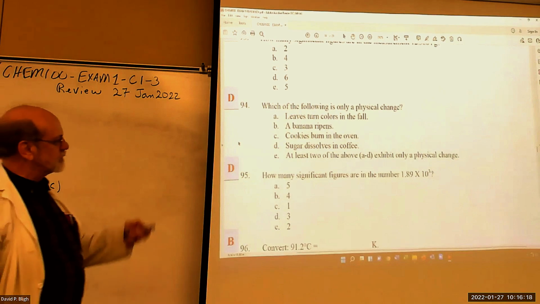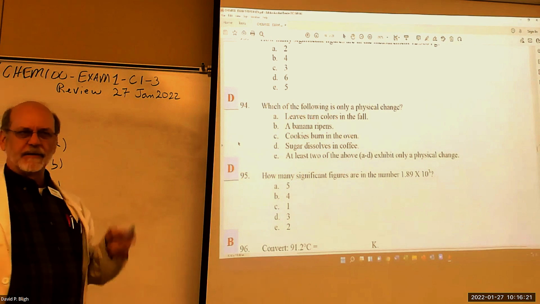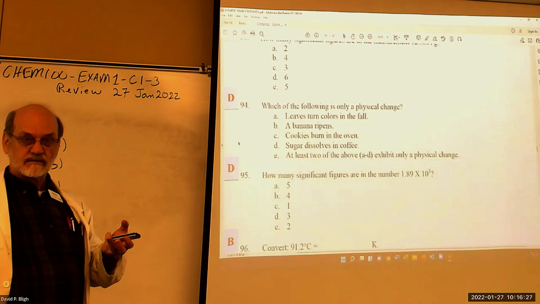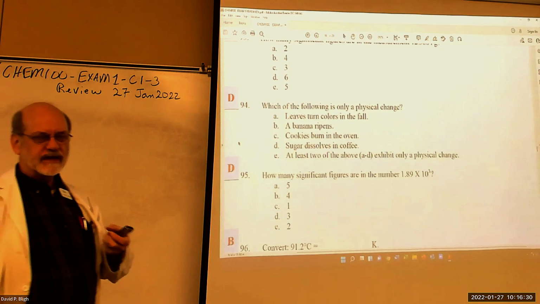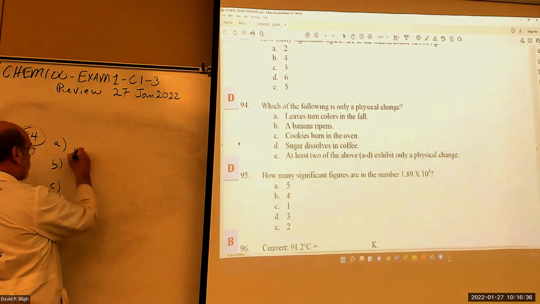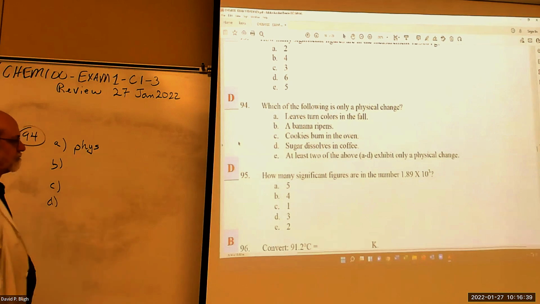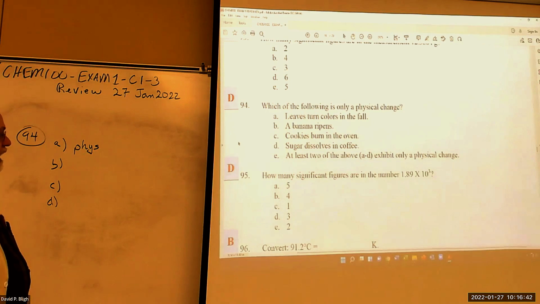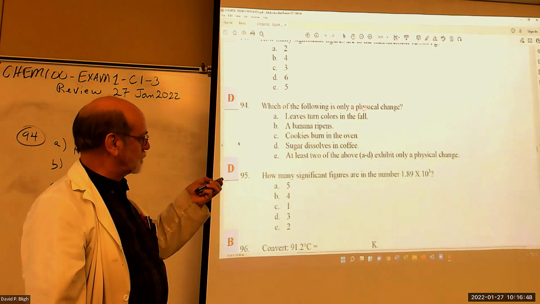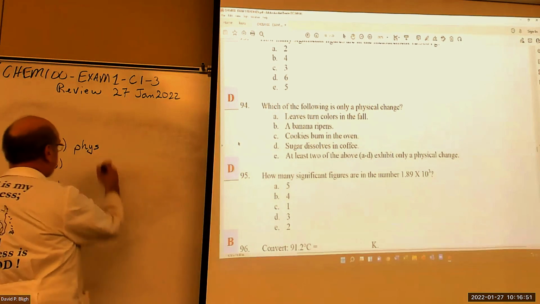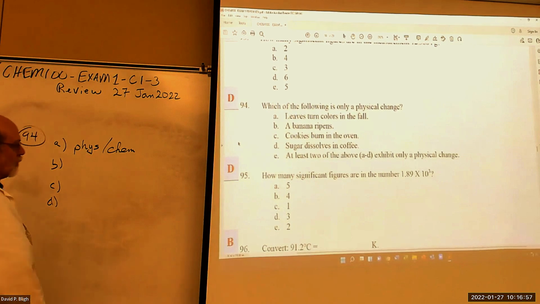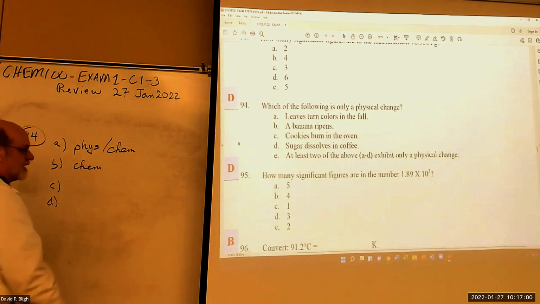Okay, A. Leaves turn colors in the fall. Well, based upon what we can observe, it looks like a physical change. If you get down to the biochemistry, you know it's a chemical change. But what we can observe, that's a physical. Okay. Read it again. Which of the following is only a physical change? This is physical and chemical. Okay. A banana ripens. That's definitely a chemical change.